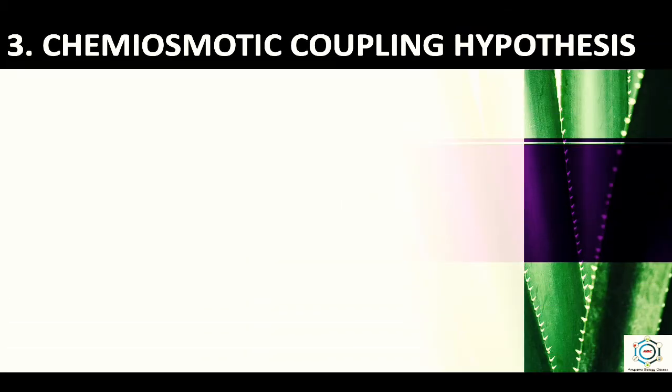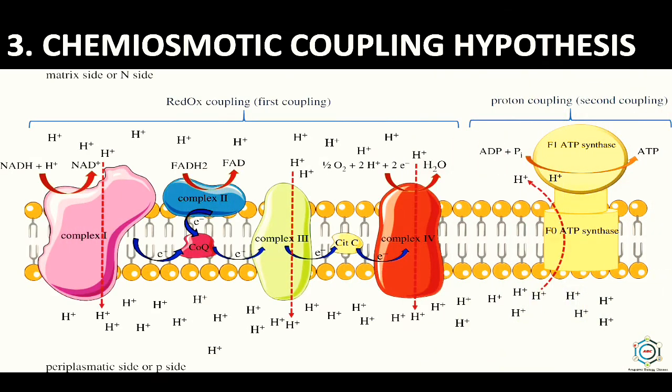Now the last and accepted hypothesis is the chemiosmotic coupling hypothesis. So what is this? This hypothesis was proposed by a British biochemist, Peter Mitchell, in 1961-1966. This theory is most widely accepted. A brief account of oxidative phosphorylation based on Mitchell's chemiosmotic coupling hypothesis is given ahead.